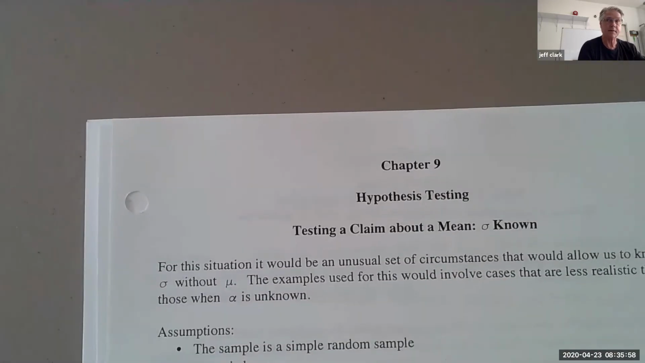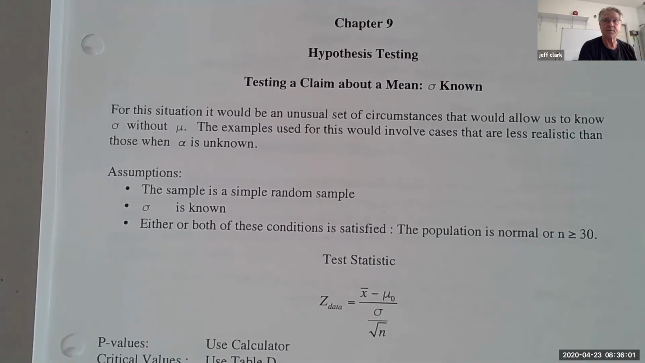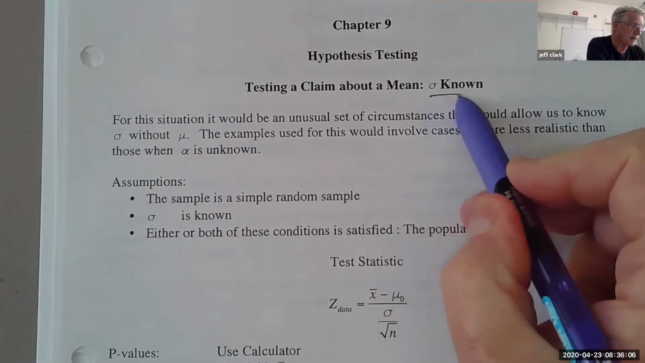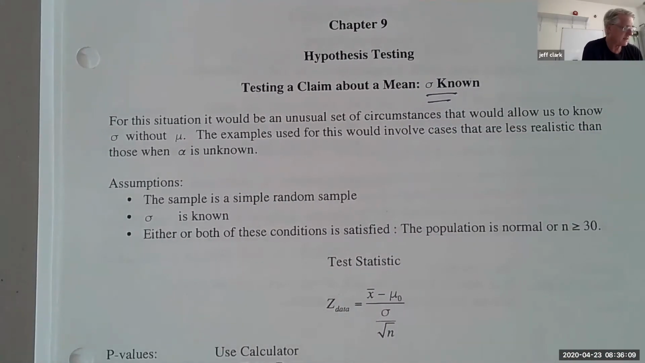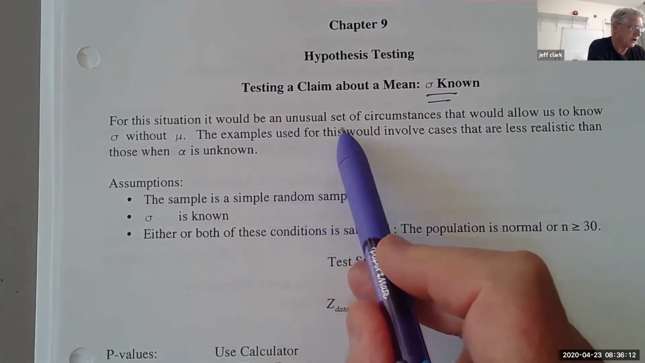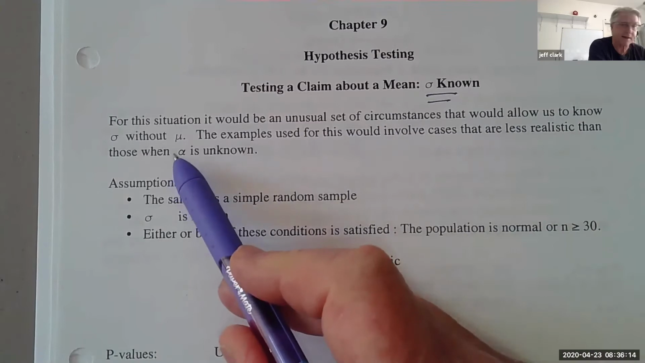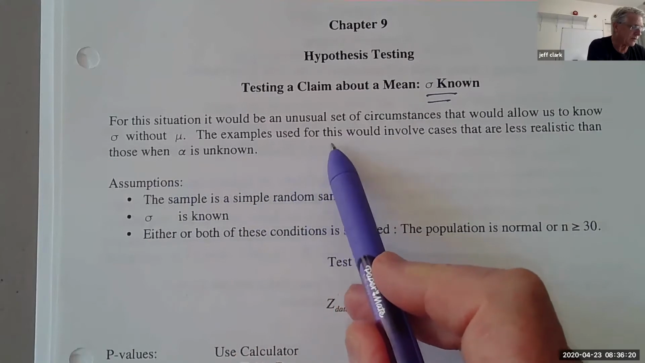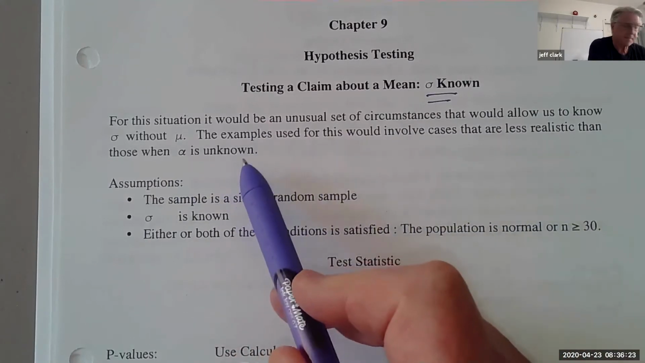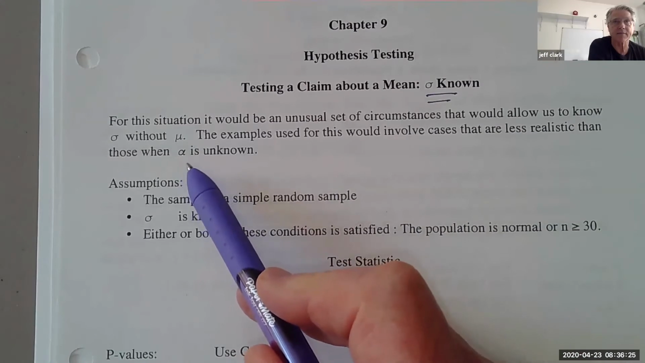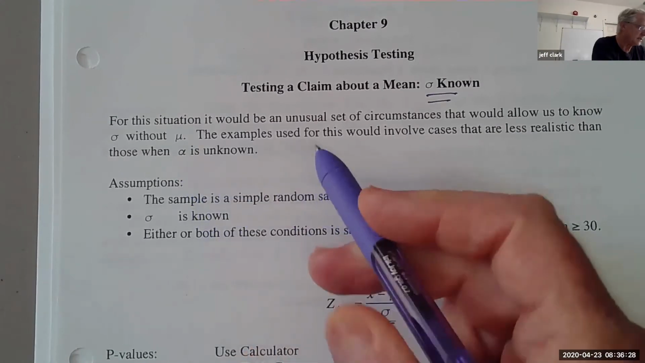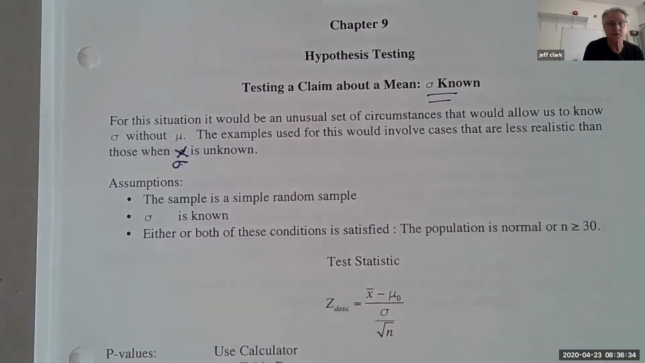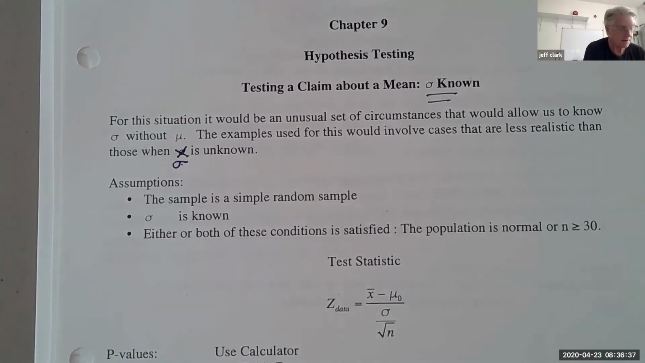Now, the first part we're going to be looking at is testing about an average where you know your sigma. So sigma is given somehow. This would be an unusual set of circumstances that would allow us to know sigma without knowing what the mu is. It's very, very unusual. The examples used for this would involve cases that are less realistic than when sigma is unknown. That should be a sigma, my mistake. So change that alpha to a sigma. That's a typo there.